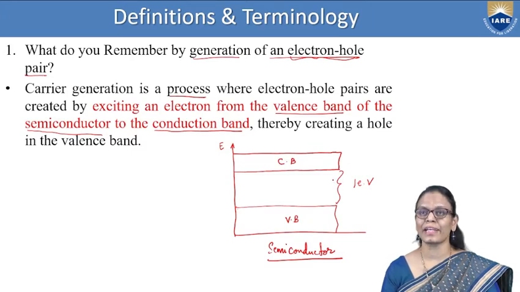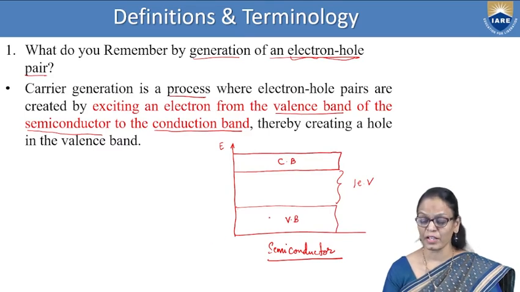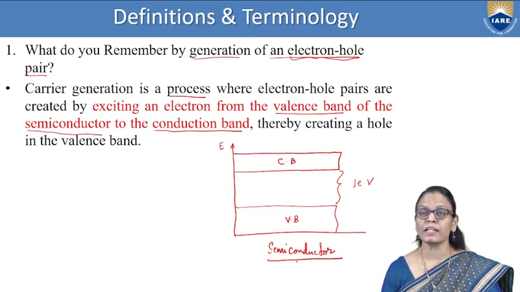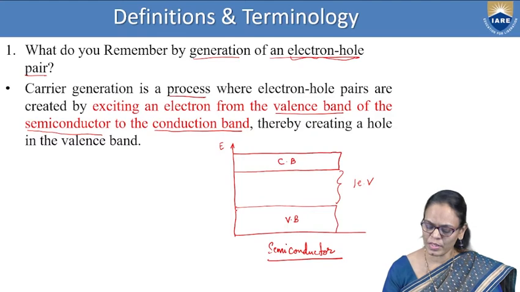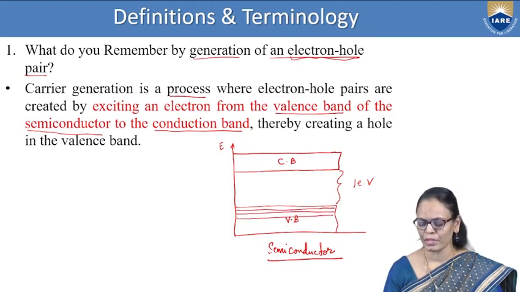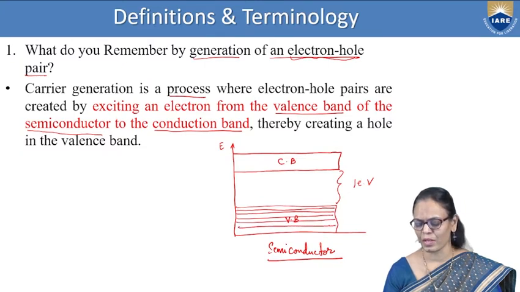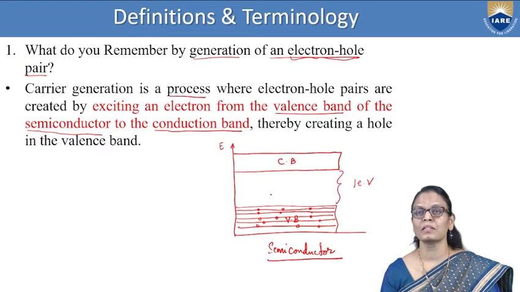Now, if there is a gap between the valence band and the conduction band, generally a semiconductor, if it is taken at 0 Kelvin, behaves as an insulator. It means all the valence electrons are held tightly to the nucleus or to the atom. The electrons are here in the valence band. The valence band is full, but the conduction band is empty.